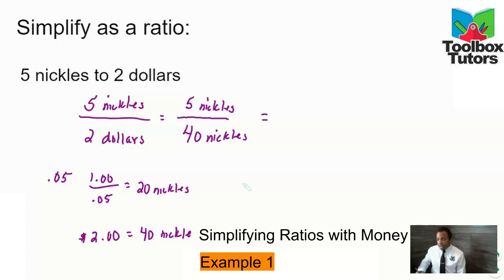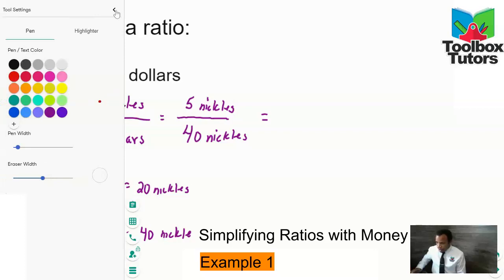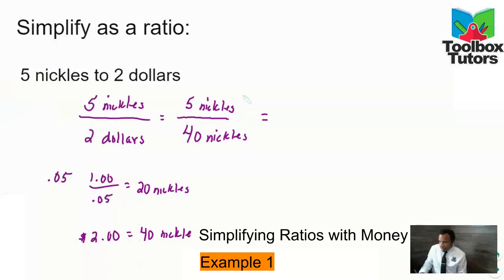From here, since we have nickels over nickels, we can actually simplify by dividing. We're looking for a number that goes into 5 and 40. And the number 5 actually goes into 5 and 40. So what we want to do is divide. Let me pick a different color so that this stands out a little bit. So we're going to divide this top by 5, and we're also going to divide this denominator by 5.